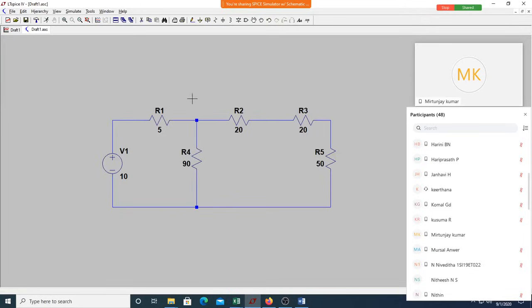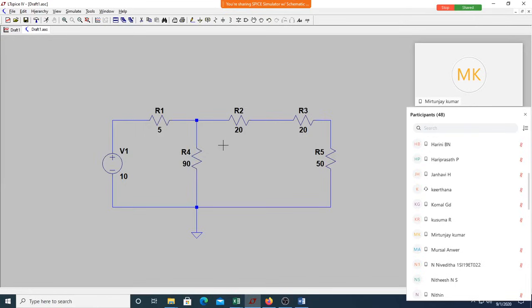These are the values of the resistors and the voltage source. Now I'll take a ground. For ground, the shortcut is you can simply type G and you'll get the ground. Then you can do the connection. For connection, you can press F3 and you'll get the wire, and done. So we have a circuit diagram having 5 resistors of different values and a voltage source of magnitude 10 volts.